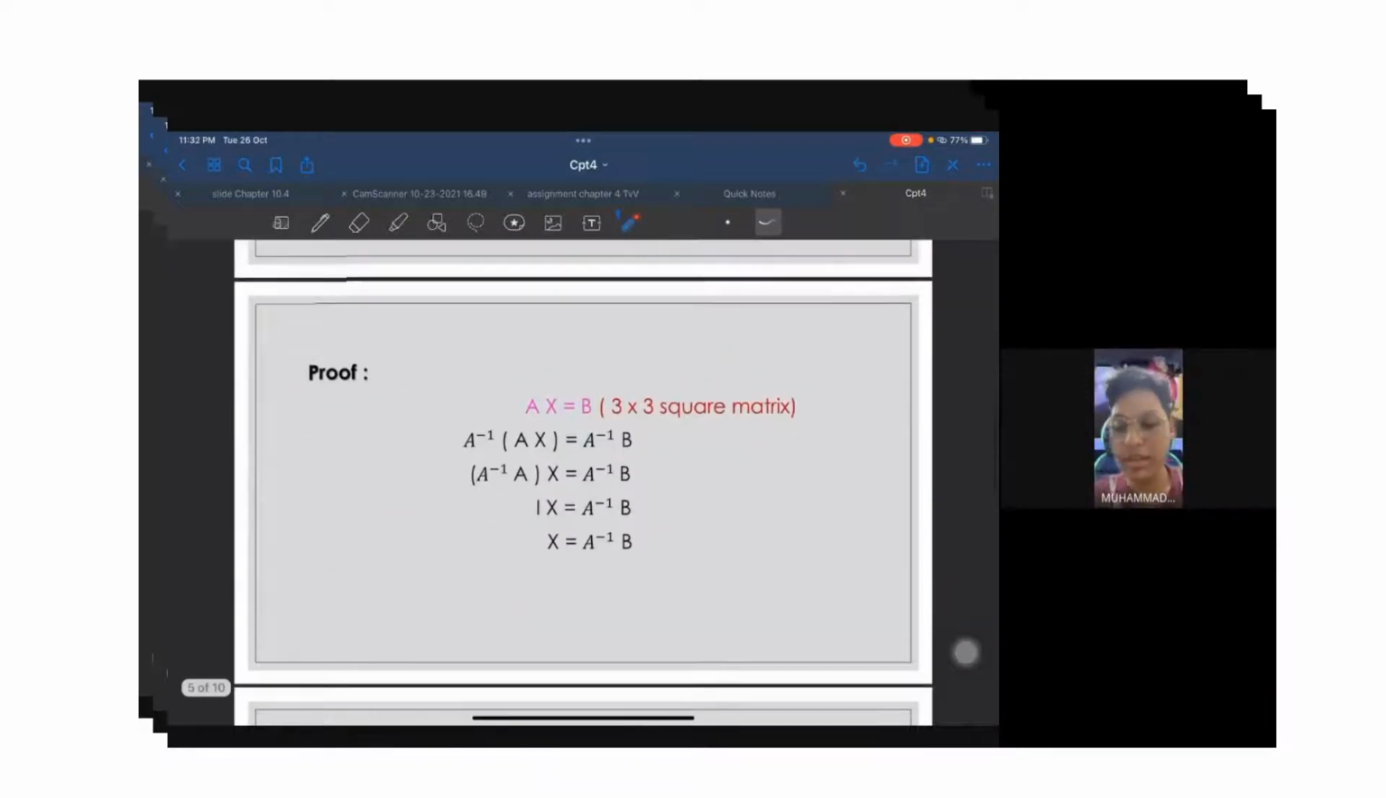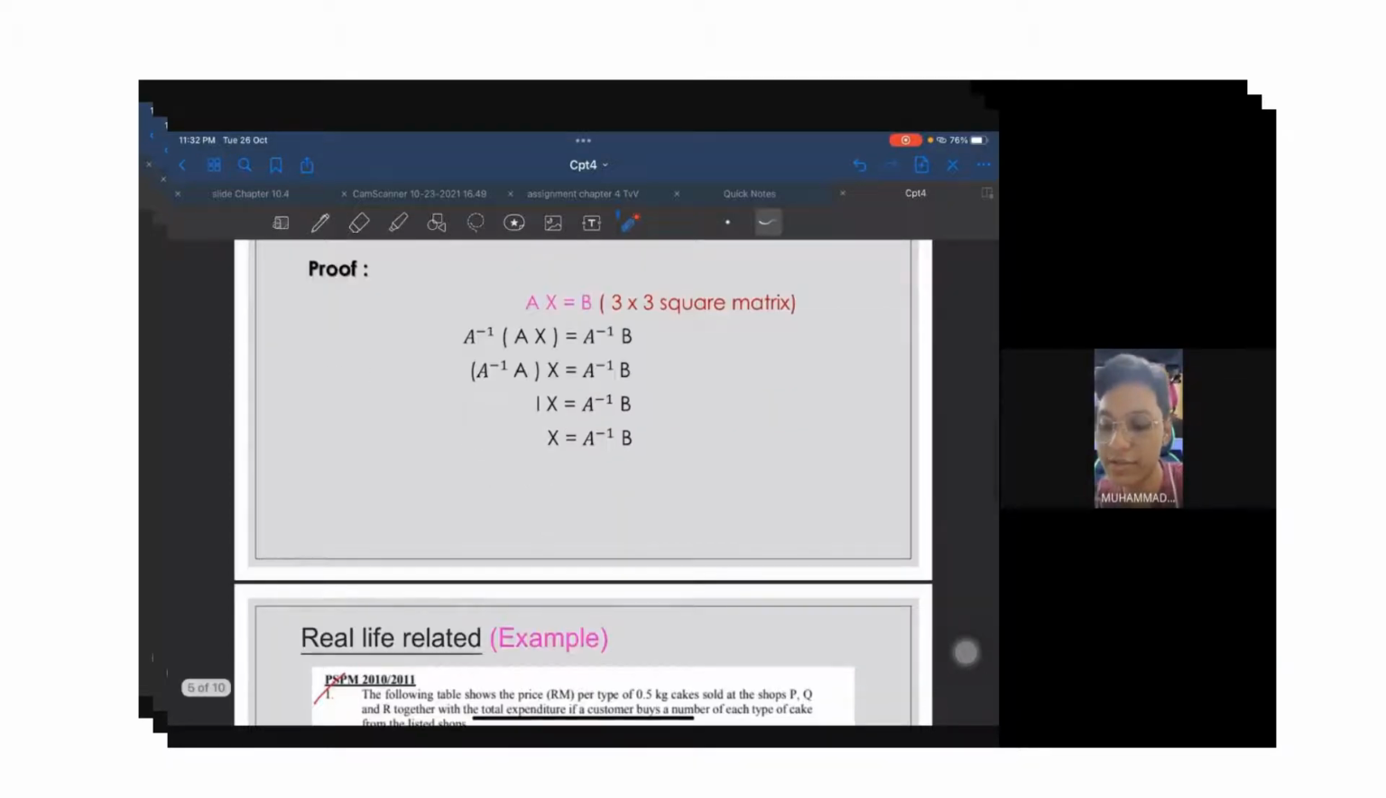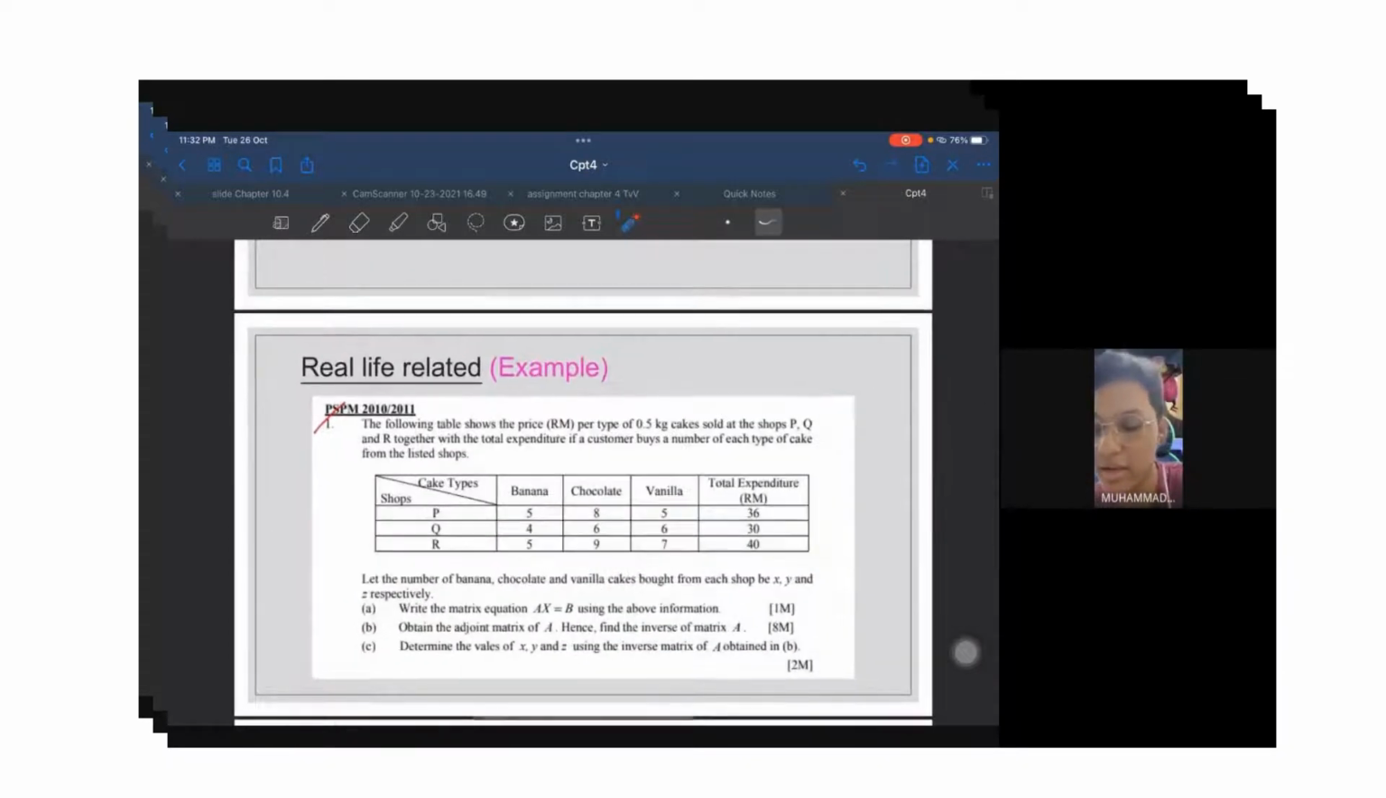This is the proof. AX equal to B, where A is a 3 by 3 square matrix. So we put A inverse on both sides. A inverse times A will give the identity, so it becomes identity times X equal to A inverse times B, and X equals A inverse times B. So this is the equation.